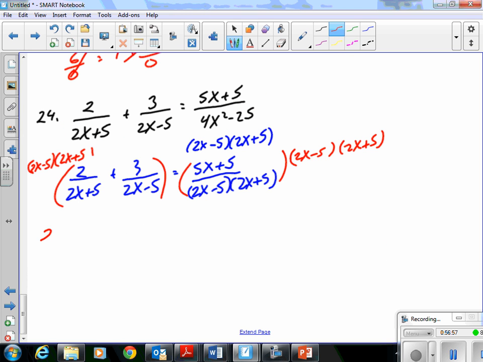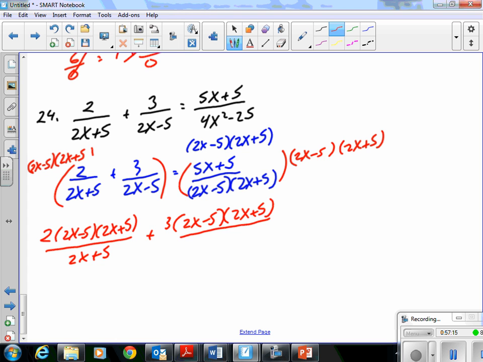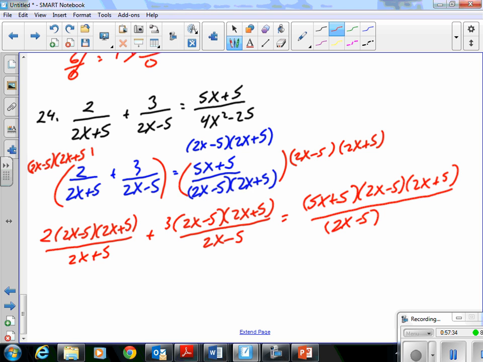So this gives me 2 times (2x minus 5)(2x plus 5) over (2x plus 5), plus 3 times (2x minus 5)(2x plus 5) over (2x minus 5), equals (5x plus 5) times (2x minus 5)(2x plus 5) over (2x minus 5)(2x plus 5).